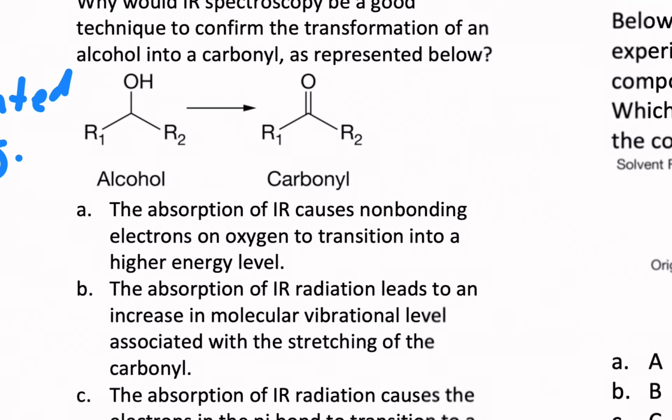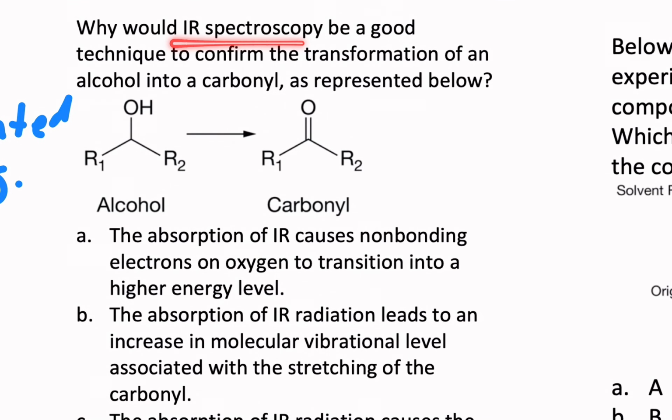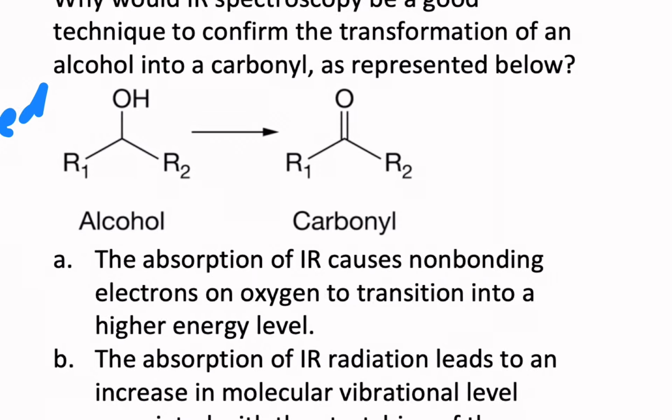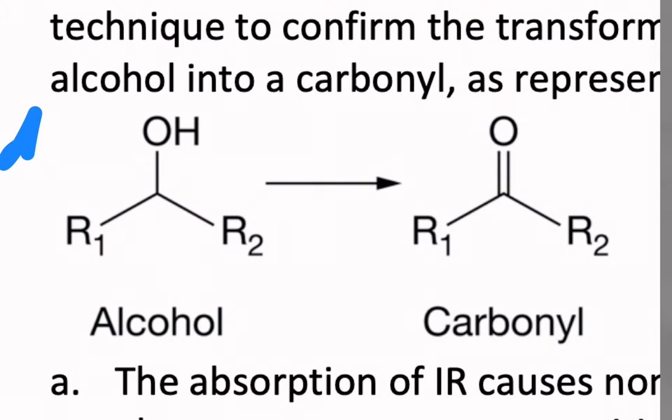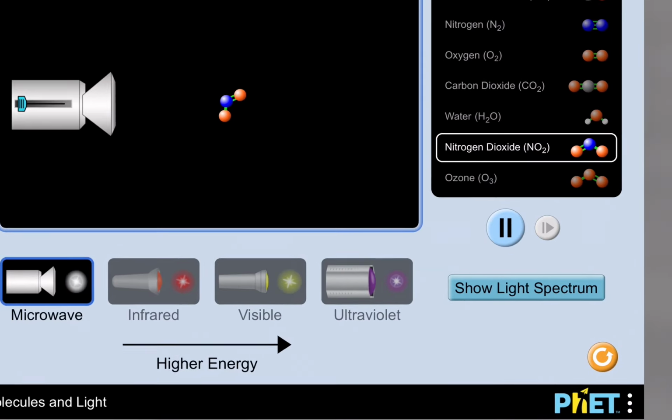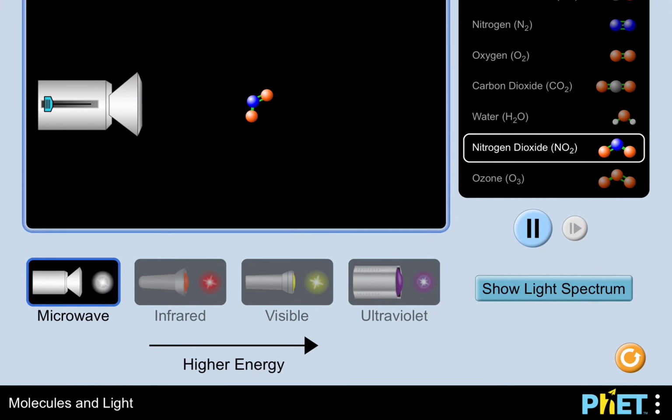All right, next on the multiple choice, why would IR spectroscopy be a good technique to confirm the transformation as I see below? Well, the main change that's happened, I can see that this bond has changed from a single bond to a double bond. Let me actually show you an animation of what happens when chemical bonds absorb light. This is courtesy of the University of Colorado.